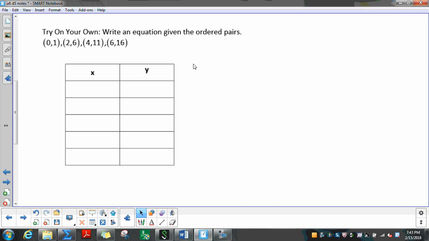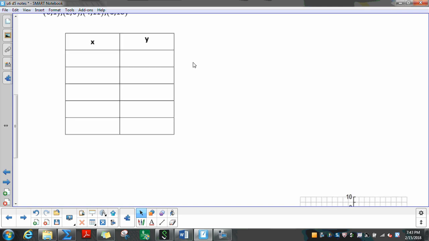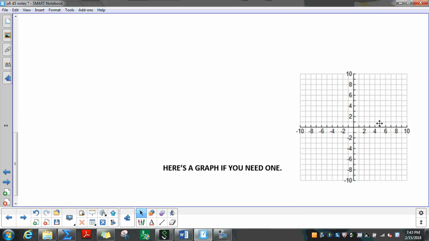Now, if you are one who wants to graph it to get your equation, that's totally fine. I gave you a graph. It's only there if you need one. My personal preference, I would like you to try it without the graph because it just prepares you for algebra. But if you need it, go for it. It doesn't matter.